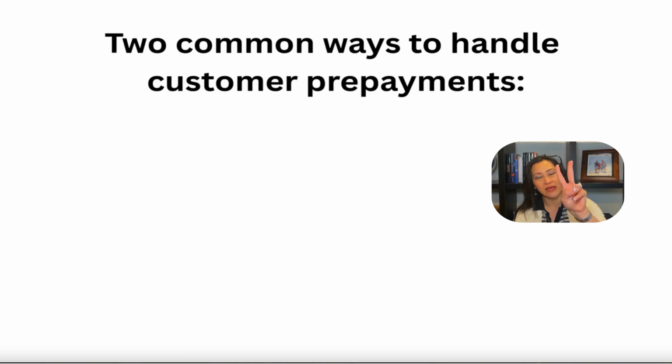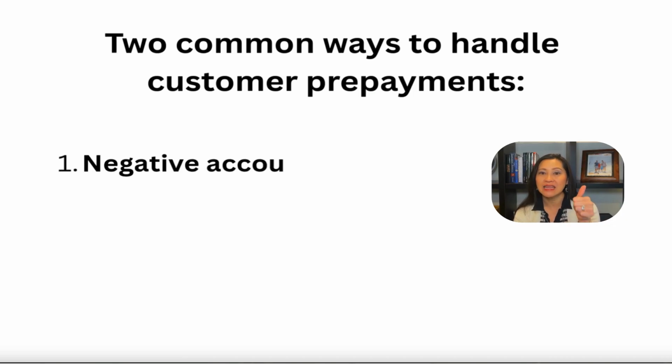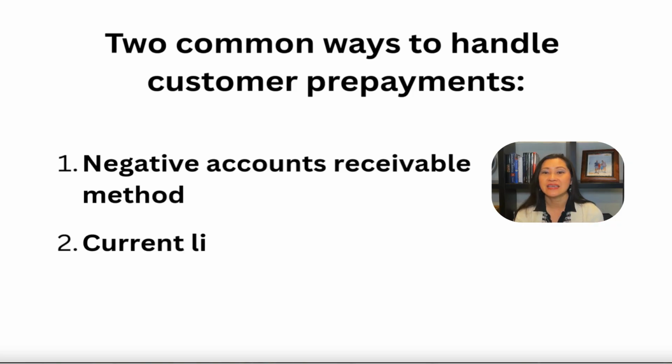So until the work is done, that money doesn't belong on your income statement. There are two common ways to handle customer prepayments. Method 1 is the Negative Accounts Receivable method. Method 2 is the Current Liability method. So let's start with method 1.